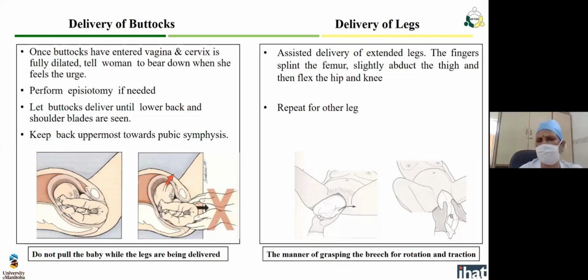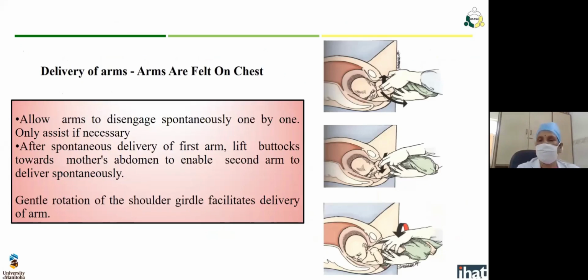Don't pull and don't do anything else, simply wait for the delivery of the complete breech. In case of extended breech, you bring down the leg by pushing on the popliteal fossa with an abduction movement, and by this the footling will fall. You can hold the footling and bring it down. After the delivery of the body, you see the lower angle of the scapula.